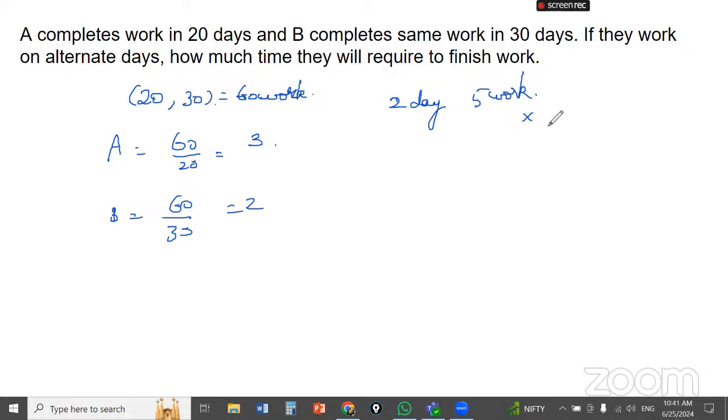So 5 times 12, you get 60 work. So 2 times 12, it is 24. So the answer is 24 days.